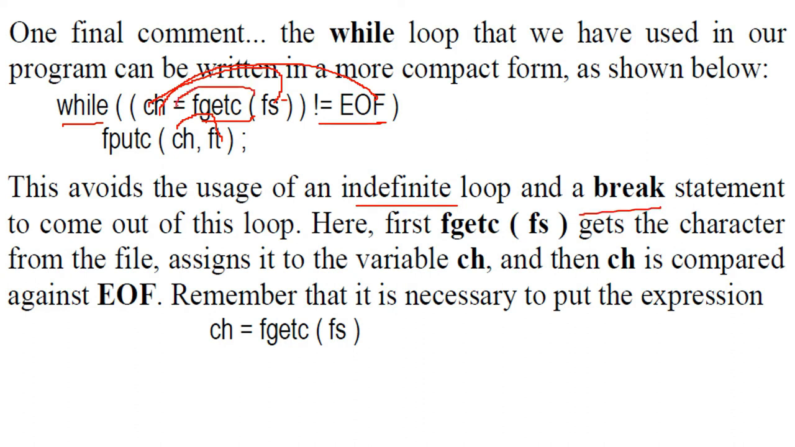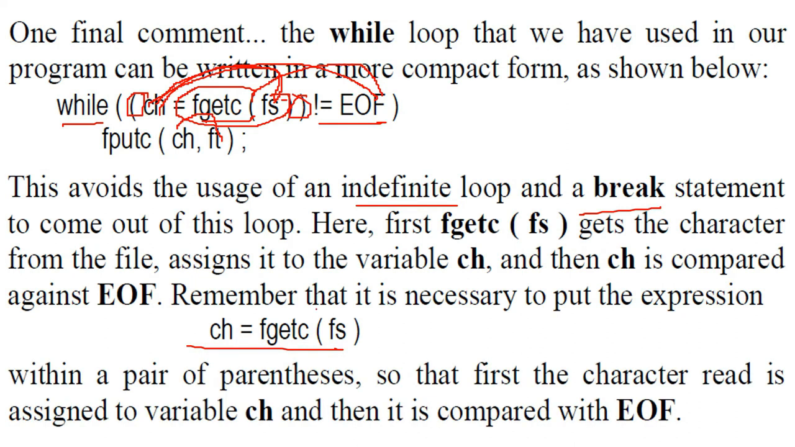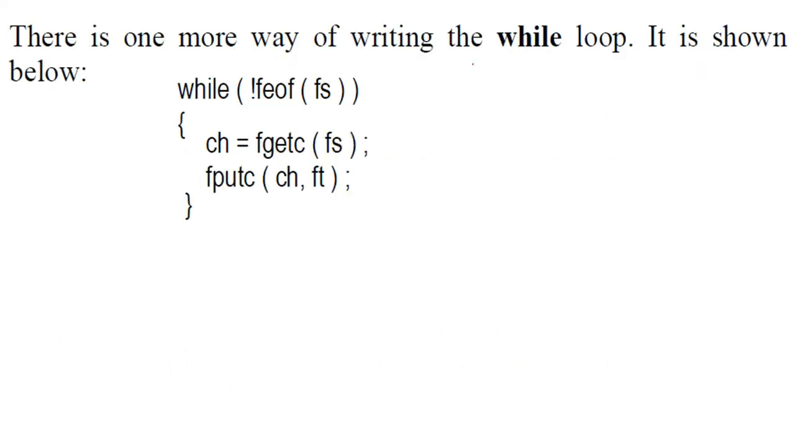The fgetc gets the character from the file and it's just assigned to the character. The character is compared with end of file. Please remember, it is necessary to put this inside a round bracket, inside parentheses. Otherwise, the meaning of this command will change.